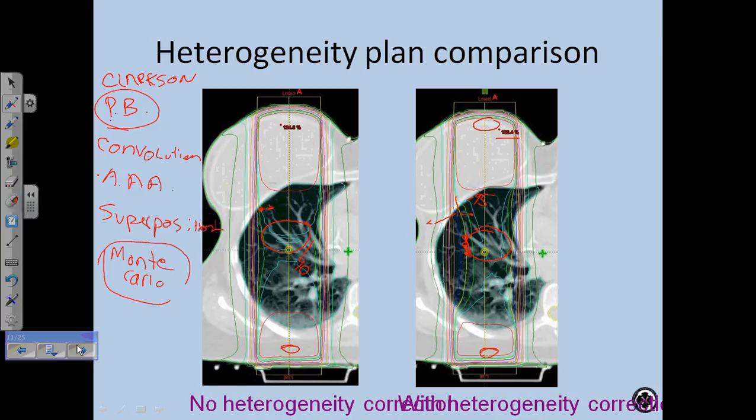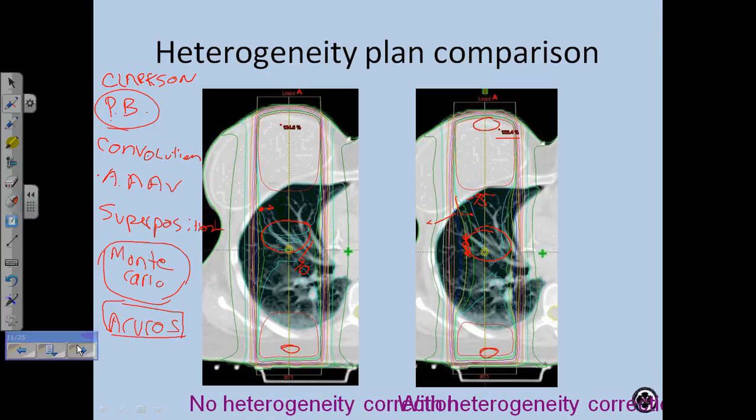So then it's AAA. We still don't have superposition for Eclipse. It doesn't exist. There's a new one that Eclipse or Varian is selling, called Acuros. This is a new algorithm, and they claim that it's as accurate as Monte Carlo, but it's a lot quicker.